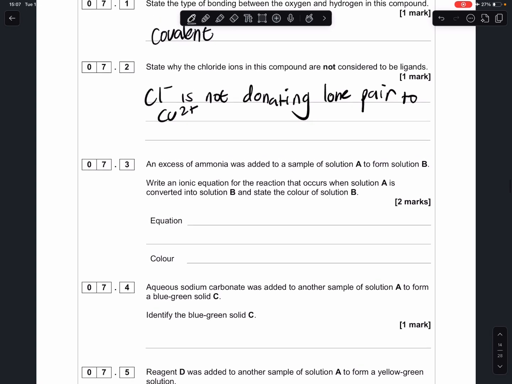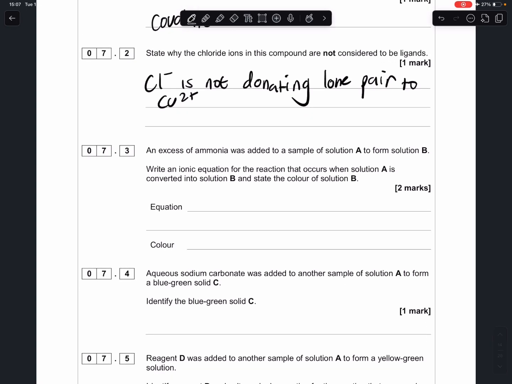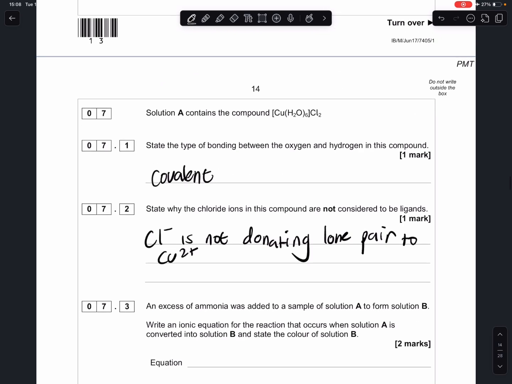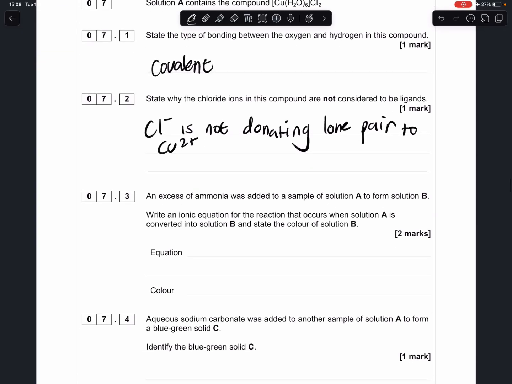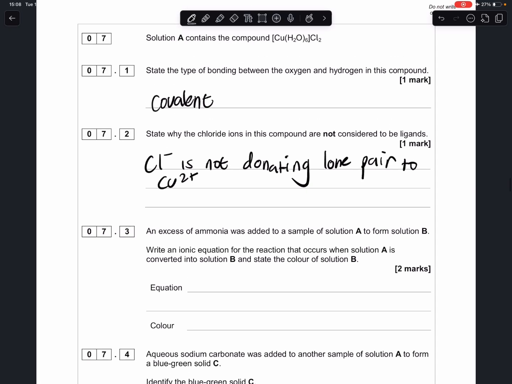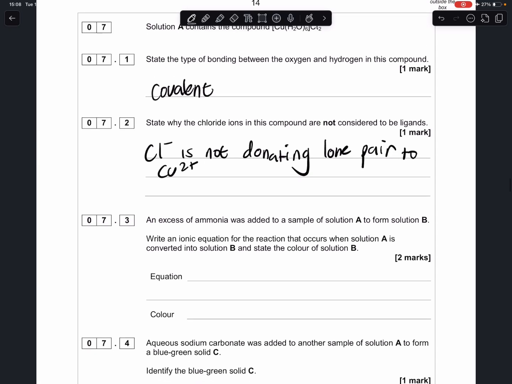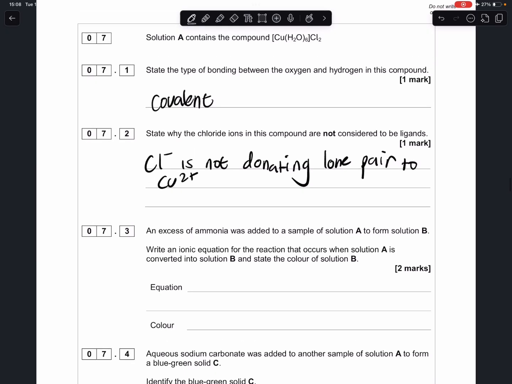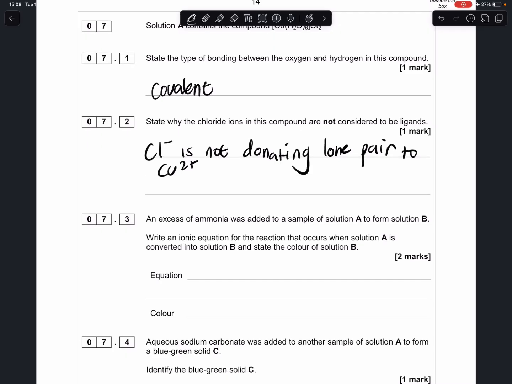An excess of ammonia was added to a sample of solution A to form solution B. Write an ionic equation for the reaction that occurs when solution A is converted into solution B, and state the colour of solution B. So our solution A is this here. It's our copper 2 plus hexa aqua complex, and we're adding an excess of ammonia. So we need to write an ionic equation. This is the one that you need to remember for ligand substitution. It's the only one where you get ligand substitution, when you're adding excess ammonia, not dilute. Adding excess ammonia to copper 2 plus is the only example where you get ligand substitution.